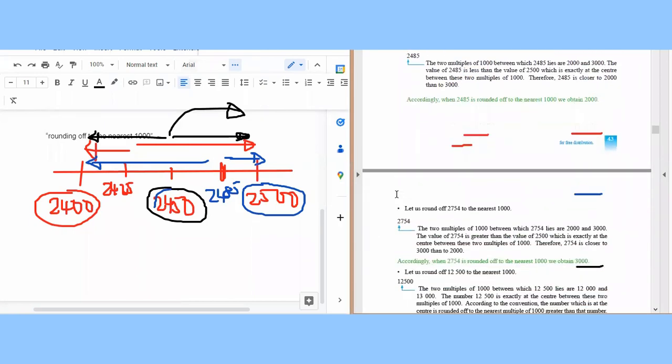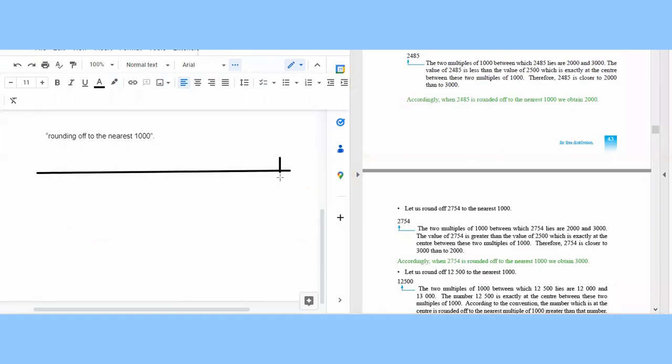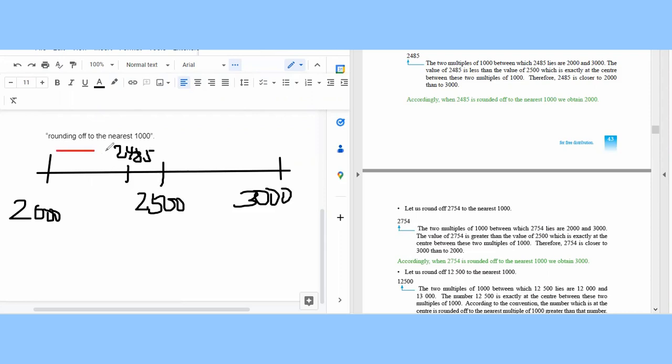So let us round 2485 to the nearest 1000. So now we need to round it to the nearest 1000. So 1000 means you need to have a 1000 gap between these two numbers. So you will have 2000, then 3000. Those are the closest multiples of 2485. So the mid value will be 2500 and 2485 will be here, which is very much closer to 2000. So 2000 will be the answer if you round it to the nearest 1000.